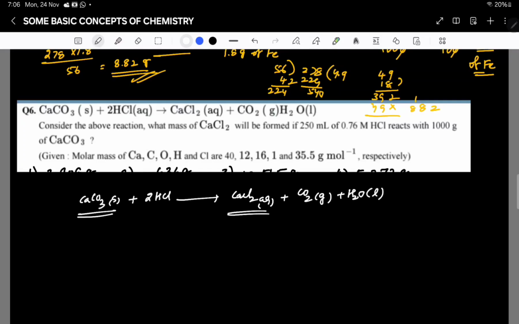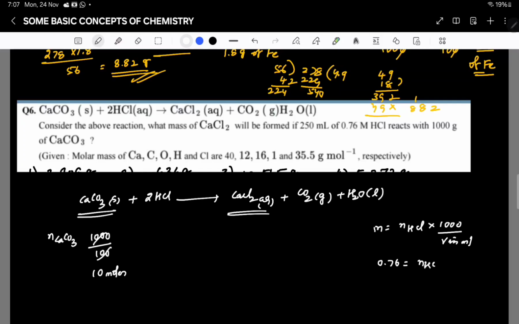Simple, student. Now the given quantity is 1000 grams of CaCO3. Now we will calculate the number of moles of CaCO3. That is equal to weight by molar mass, so 10 moles of CaCO3. And HCl, you can check, student: 250 ml is given, right? So calculate the number of moles. Molarity is equal to number of moles of HCl into 1000 divided by V in ml.